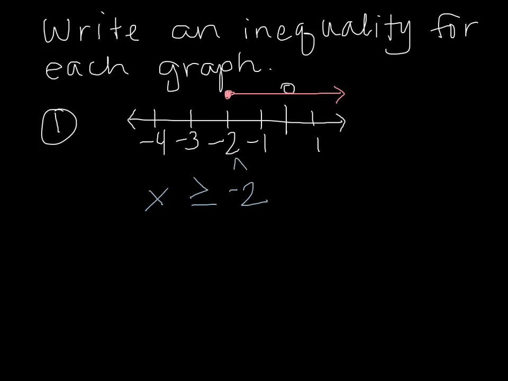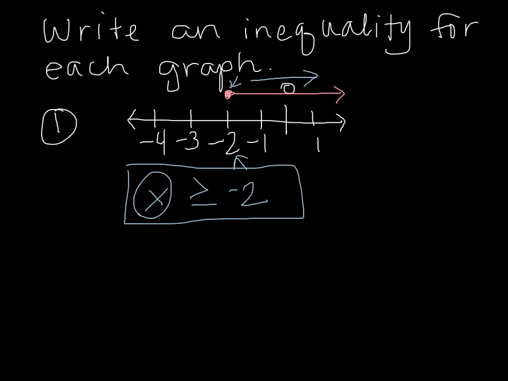How I got that. -2 is right there. And then I know it's equal to because my circle is closed. And it's greater than because my arrow points this way to the right. And X is just a variable that I chose. So here's my answer. X is greater than or equal to -2.